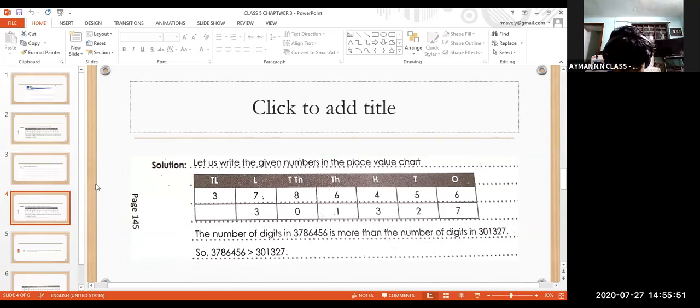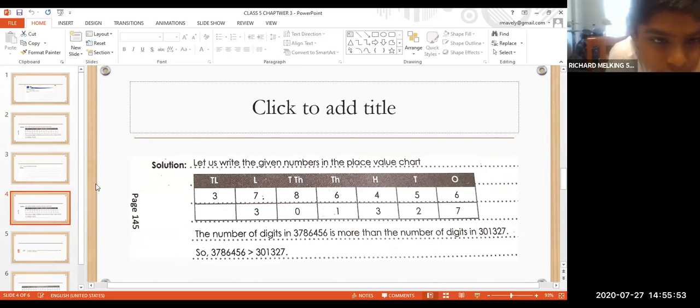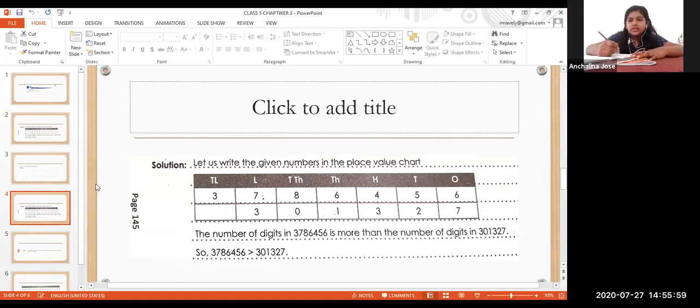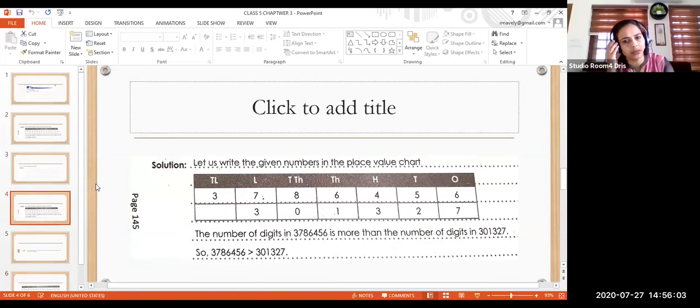And that is the 18th question. Children, can you draw the boxes like this? Yes, ma'am. Now the numbers are different, but I want to show you how to draw the table. Okay, ones place, tens place, hundreds, thousands, ten thousands, lakh, and ten lakh, and place the numbers.